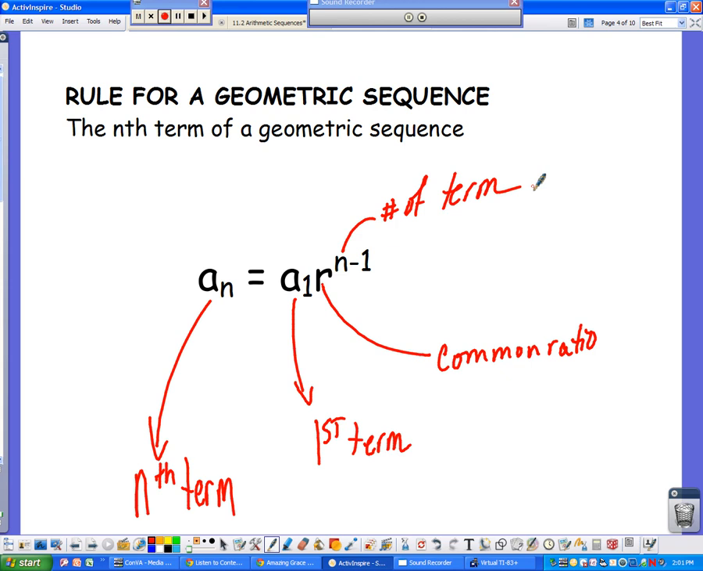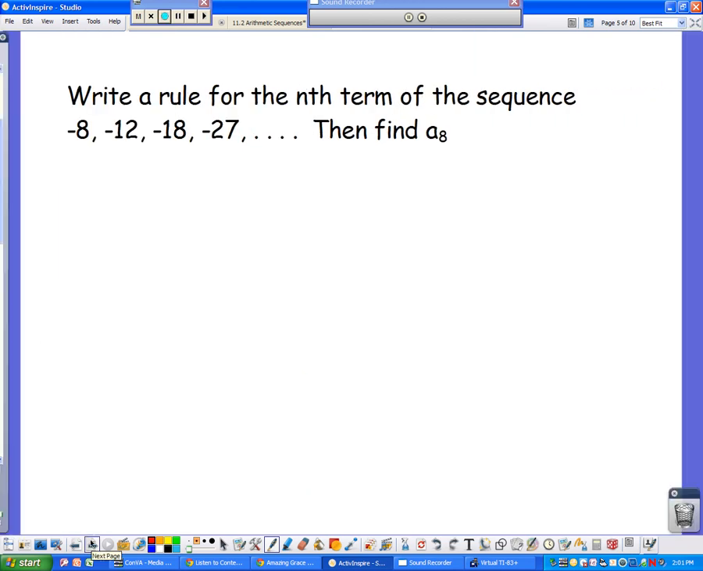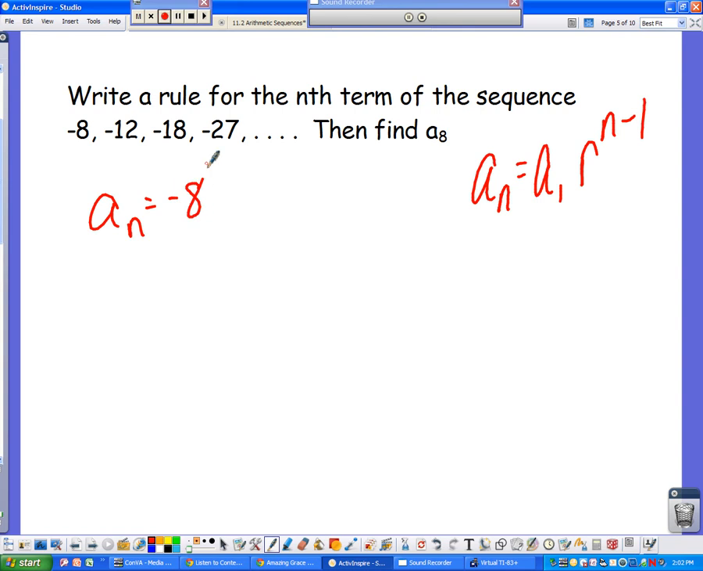Okay? All right, so in example number 1, we want to write the nth term. We want to write a rule for the nth term of the sequence, and then we actually want to find a sub 8. So remember, when we find the rule, it's a sub n equals, and since this is geometric, and the directions will actually specify, a sub 1 times r to the n minus 1. Well, my first term is negative 8. And remember, I'm going to take negative 12 divided by negative 8 to find out what that common ratio is.